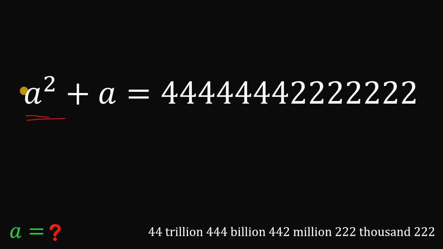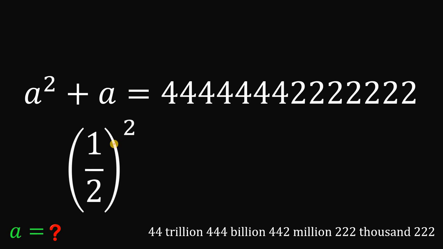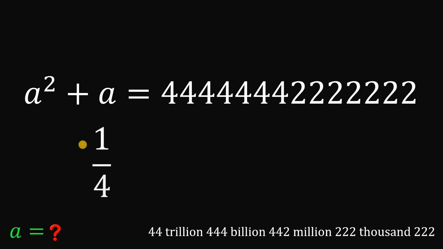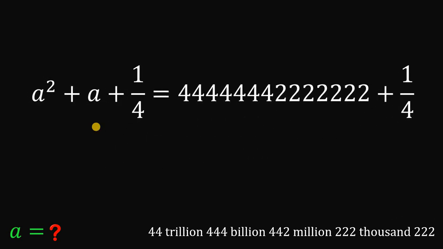Alright, to answer this question, what we're going to do is to make the left hand side, this a squared plus a, a perfect square trinomial. Now, here's how we do it. This is the shortcut. So first, let's have the numerical coefficient of a, which is 1, then divide this by 2, then square this, and we get a value of 1/4. Now, what we need to do is to add 1/4 on both sides so that the left hand side of our equation becomes a perfect square trinomial. So I will give you the shortcut and I will give you the concept why we get 1/4.